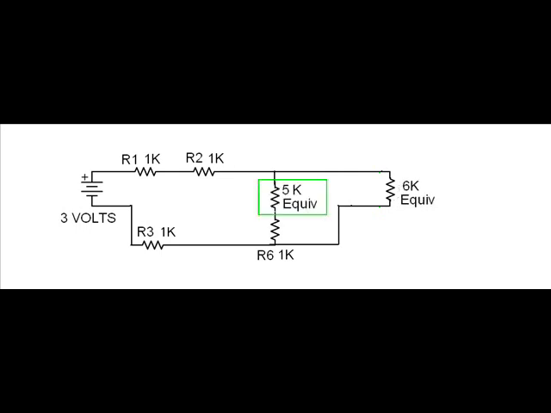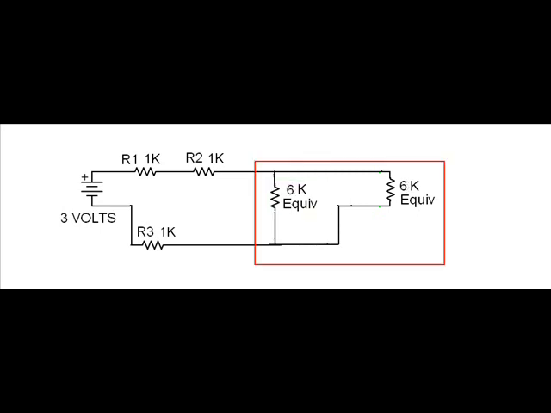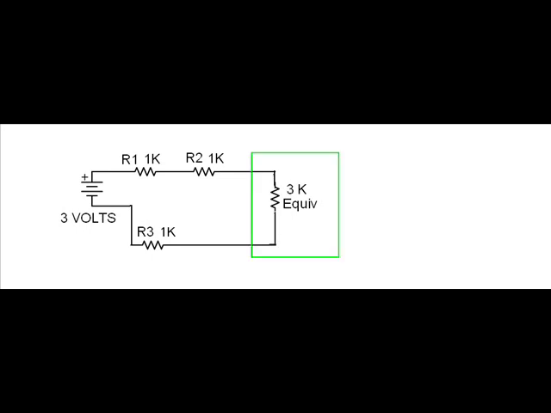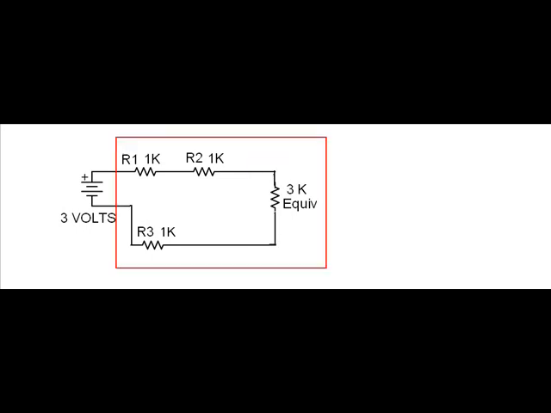Next, I would get a 5K and the 1K, R6, and that would be 5 plus 1, just simple, 6K. Now we have 2 6K resistors. 6K and 6K divided by 2 would be 3K. And at this point, we just have 4 resistors in series. Simple. Add them together. 3 and 1 and 1 and 1 is 6K.